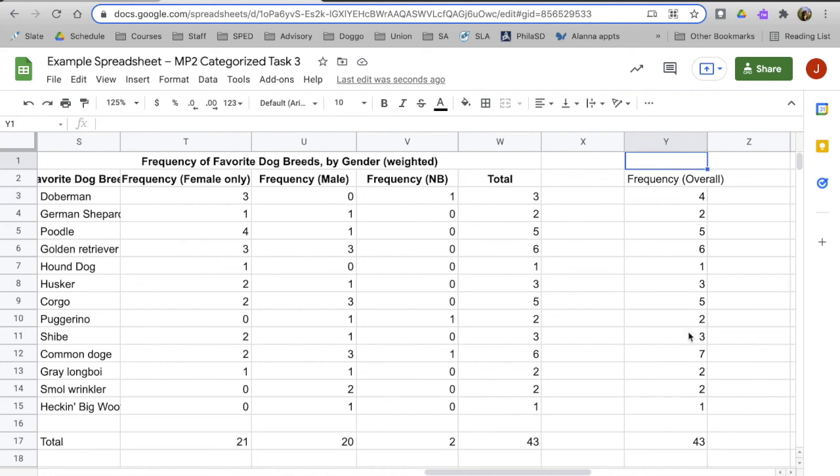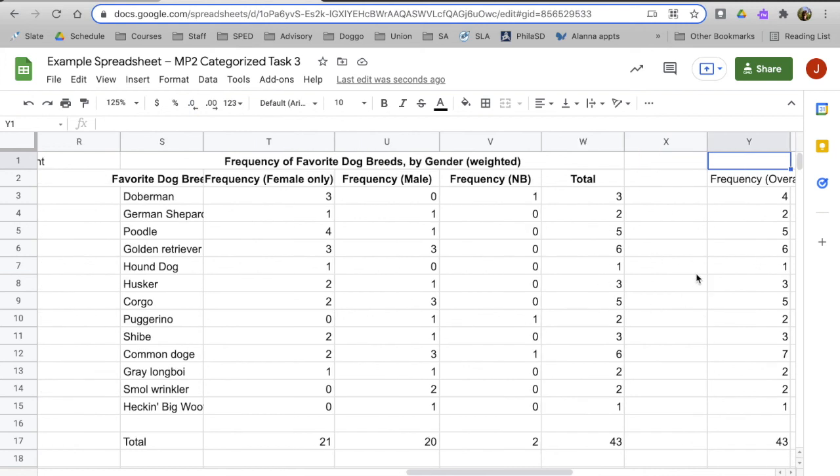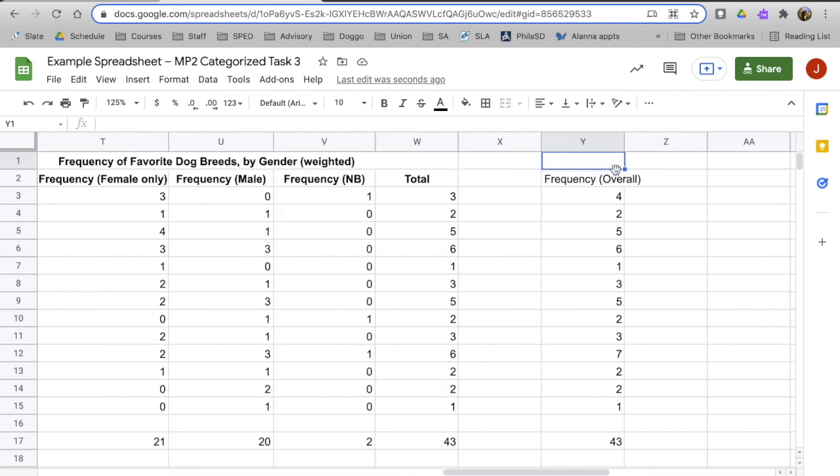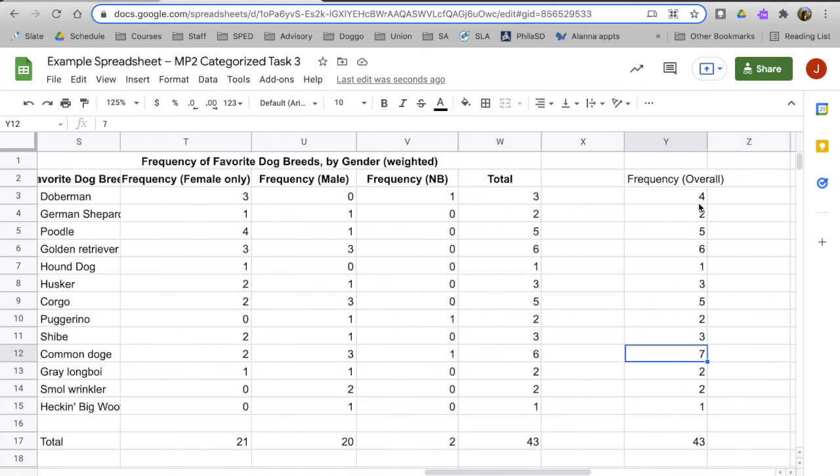And so when we're writing up a report, we might note that if there was any problem with getting a non-representative sample by gender, it doesn't appear to have made much of an impact. But we can say that maybe we might have slightly overestimated the popularity of the common Doge, and we might have slightly overestimated the popularity of the Doberman, and meanwhile, we might have slightly underestimated the popularity of some other breeds.